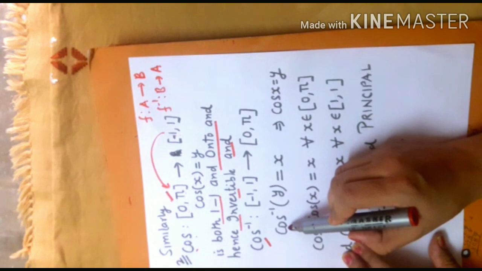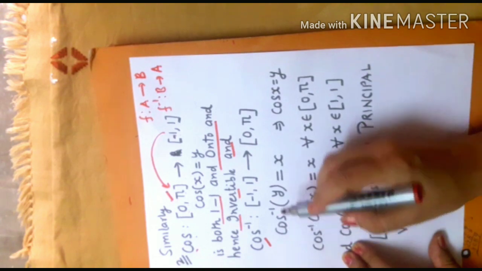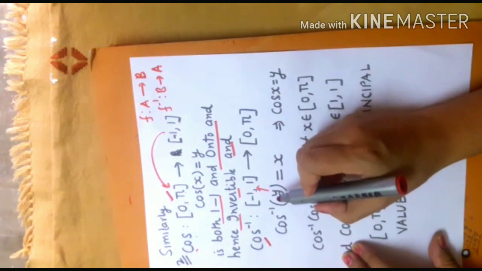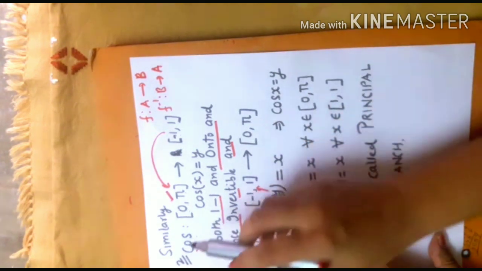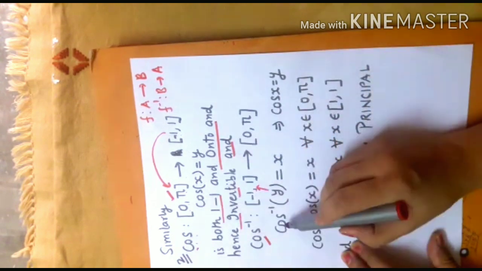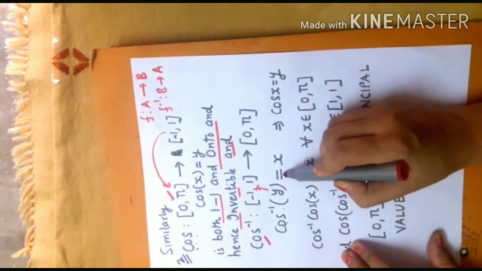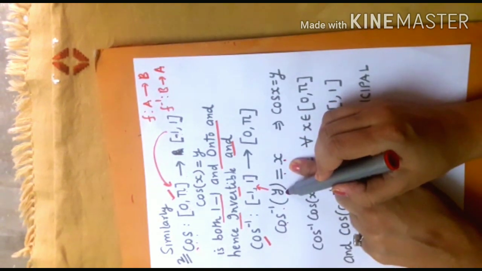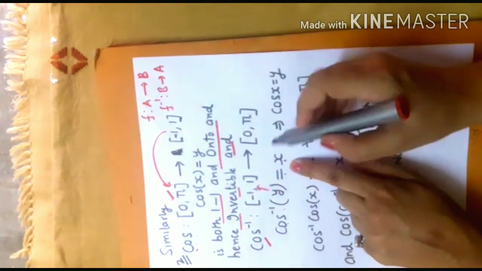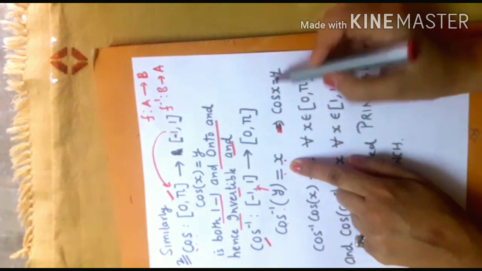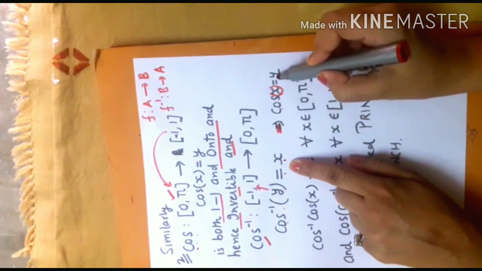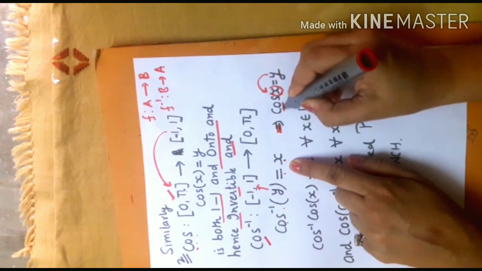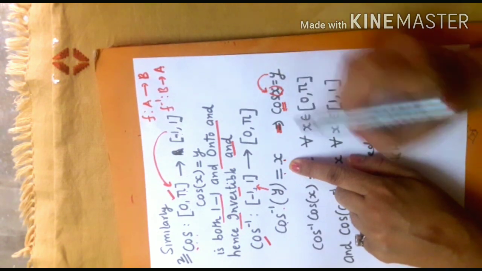And we know that under the inverse function, every element of this set will be associated with its pre-image under the function cos. So cos inverse y is equal to x, where x is the pre-image of y under the function cos. So this should imply that cos x is equal to y. The pre-image of y is x under the function cos.